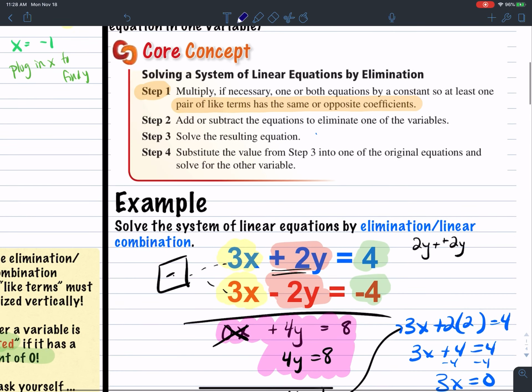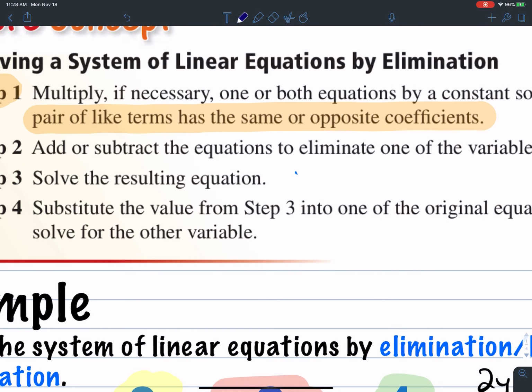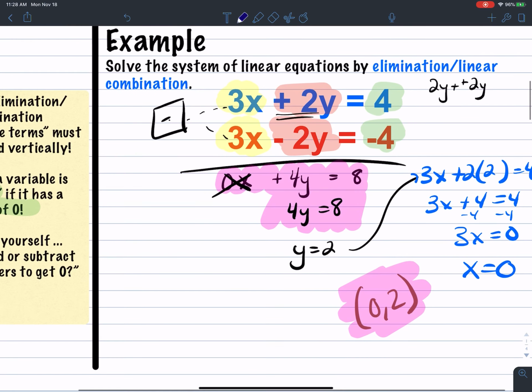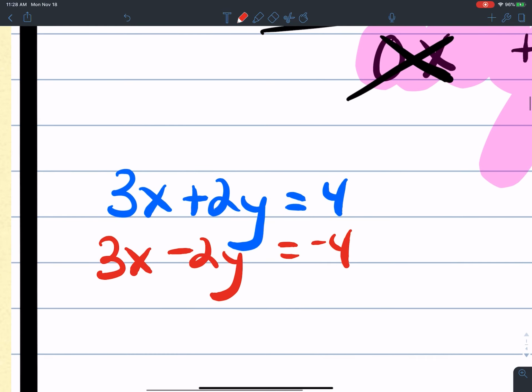Now, what's important here is we're looking either for the same or opposite coefficients. So with the example we just did, I'm just recopying it here, we looked at the x's and we noticed that they had the same coefficient. And if they had the same coefficient, like 3 and 3, we subtracted them to get the x's to eliminate.